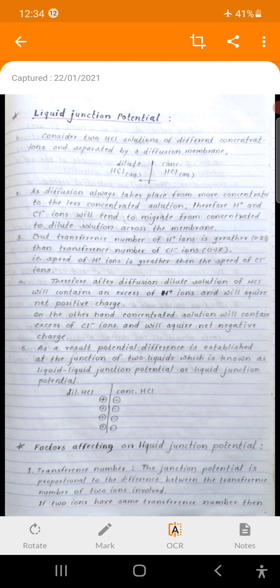Thank you. Tomorrow we will discuss the last part of this topic, the last point of this unit, that is liquid junction potential. Thank you. We stop here.